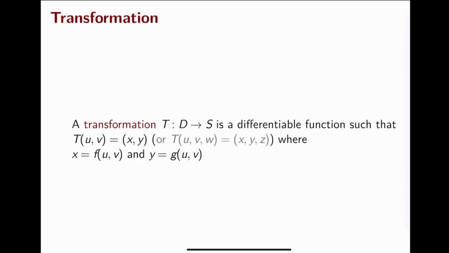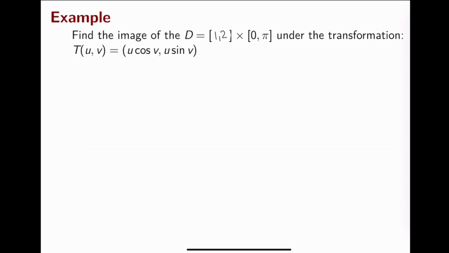For instance, for 3 coordinates it will be something like that, where each of the components here will be functions of u, v, w. So let's find the image of this domain under this particular function. This function transforms each (u, v) in this, meaning that this is the x that depends on u and v, and this is the y that depends on u and v.